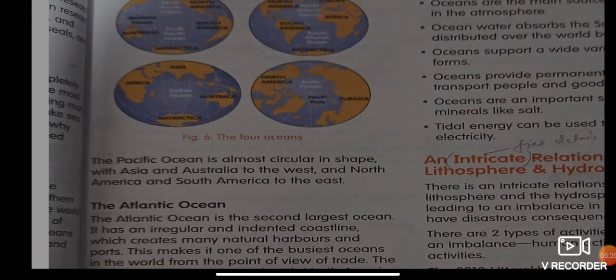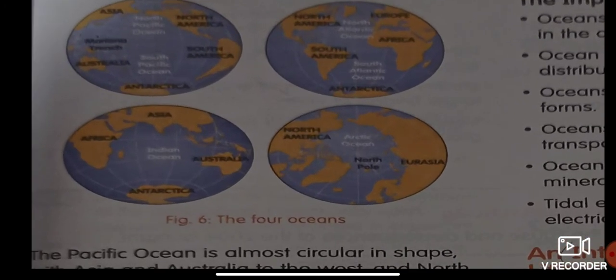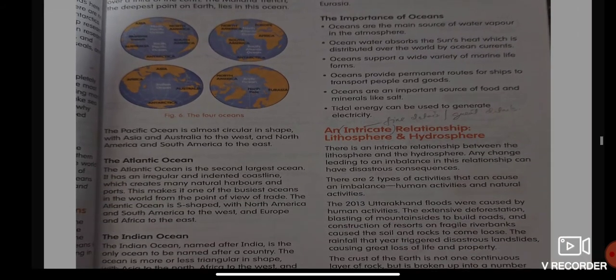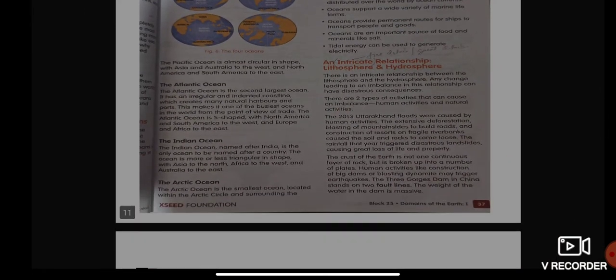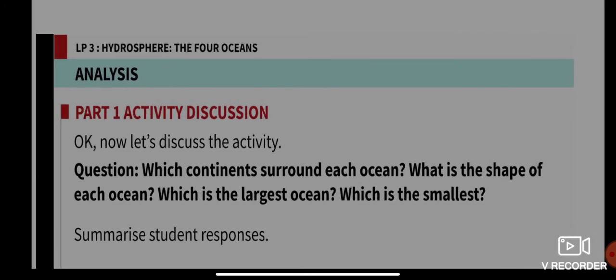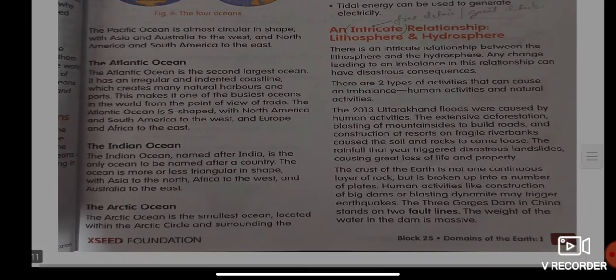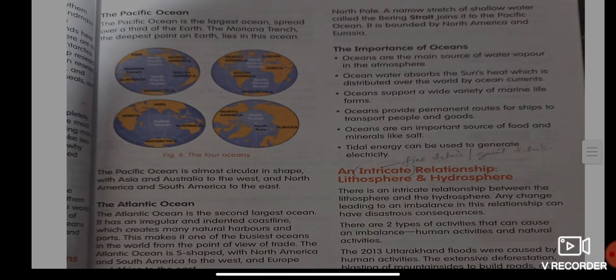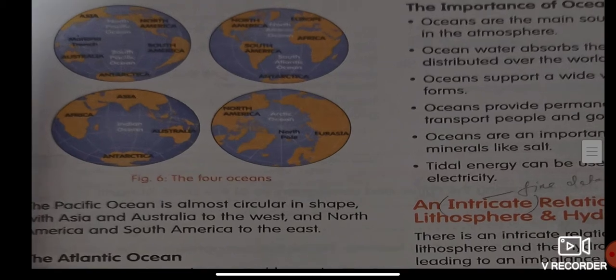All right, so first you have to observe this particular figure, figure 6, and then find out the answer as the question has been asked. Which continents surround each ocean, and what is the shape of each ocean, as you can see from the picture? And which is the largest ocean and which is the smallest ocean?